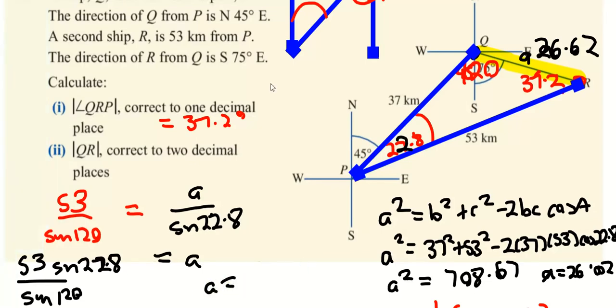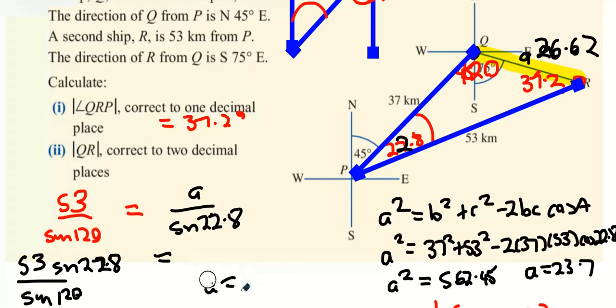So John, what did you have to square root? 500 and something, and square root that, and what do you get? 23.7. Great. Now Owen, what do you get? So just do 53 sine 22.8 divided by sine 120. What do you get?